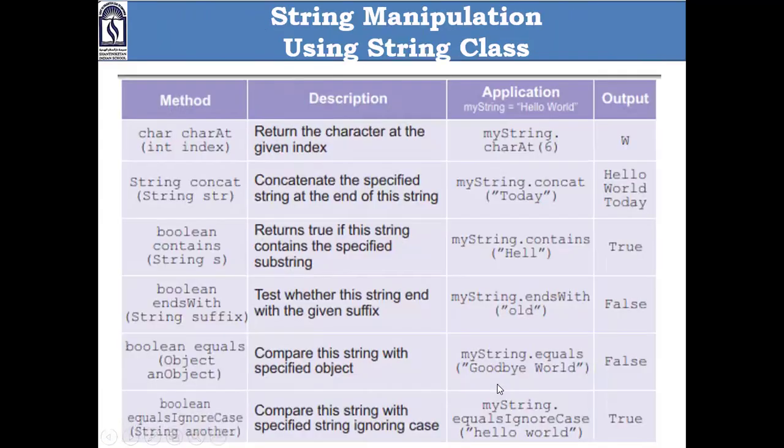The String class has so many methods. Among these methods, we are going to use in our project only one method, that is charAt. This charAt returns the character at the given index. For example, myString is Hello World. myString.charAt(6): whichever character is available at the sixth index will be returned. See, 0, 1, 2, 3, 4, 5. The space is also included. W is available at the sixth index. That is why it returns W. I hope it is clear?